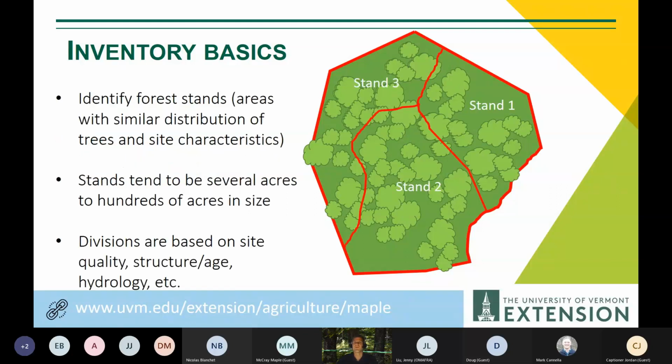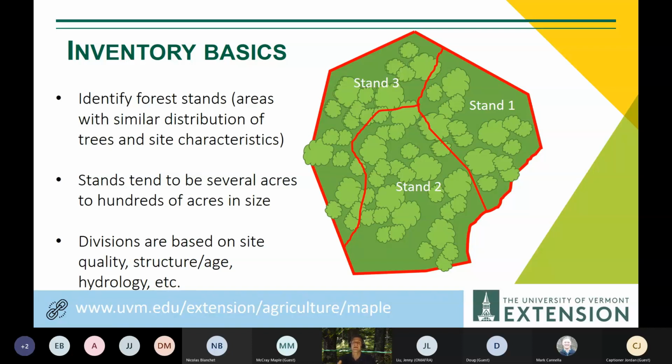The other important thing to do is to break the property up into stands, and stands are really just areas of similar distribution of trees. So you might have a stand that has mostly small trees. Maybe it was most recently a farm field and has been abandoned some time ago. Trees stopped being mowed, trees grew in, and it's progressing towards a later successional or shade tolerant type species.